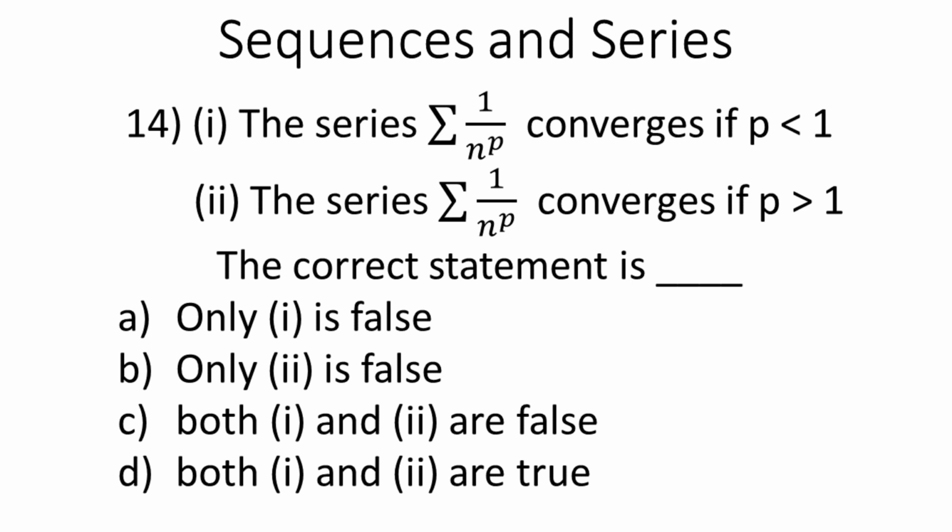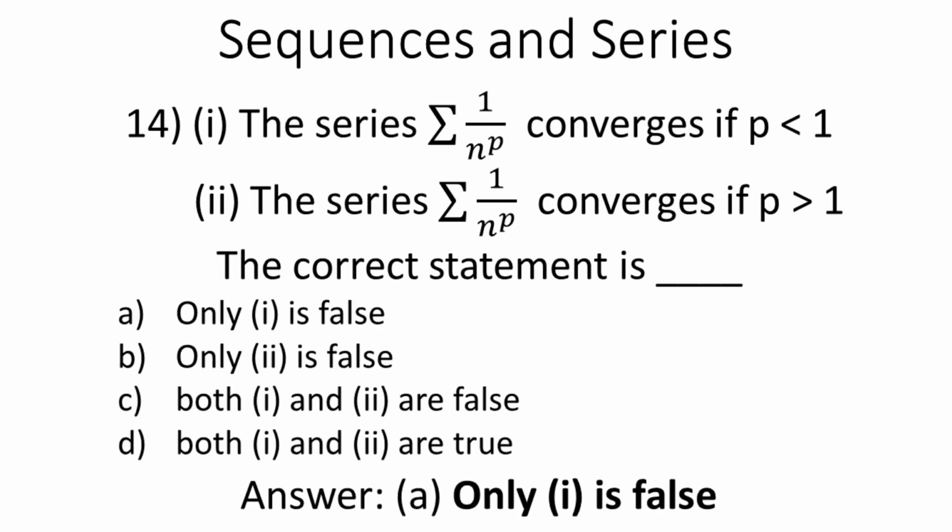Question number 14. Here they have given two statements. In statement number 1, the series sigma 1 by n power p converges if p is less than 1. In statement number 2, the series sigma 1 by n power p converges if p is greater than 1. We know one important theorem says that sigma 1 by n power p diverges if p is less than or equal to 1, and the same series converges if p is greater than 1. So here statement 2 is correct, but statement 1 is wrong, and therefore option A is the correct one, that is, only 1 is false.